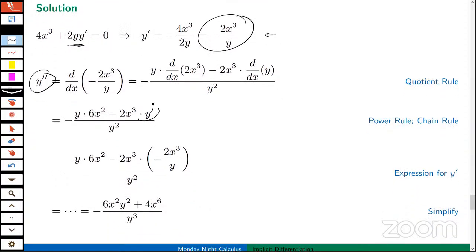You'll notice when I simplify a little bit here, I've got a y prime in there. And I've got an expression for y prime up above, so I can substitute that in here. And I put 3 dots in. I've done a lot of simplification, and there's an expression for y double prime.